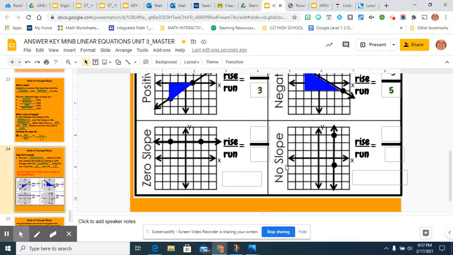Then we have zero slope and no slope. The way I like to remember these is with zero slope, you're perfectly capable of walking on flat ground, right? So positive slope, we're going uphill. Negative slope, we're going downhill. Zero slope, we're just walking on flat ground. And then with no slope, we're actually going to have another name for it. It's going straight up.